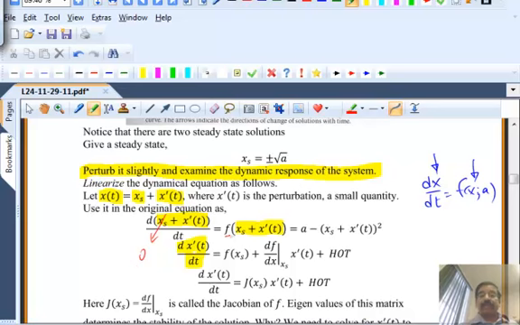On the right hand side, I do a Taylor series expansion around xs, treating x prime as a small perturbation. This is where the idea of linear stability comes in, because this function is a nonlinear function. I have a nonlinear Taylor series expansion. The first term would be f of xs. The second term would be df/dx evaluated at xs, multiplied by x prime.